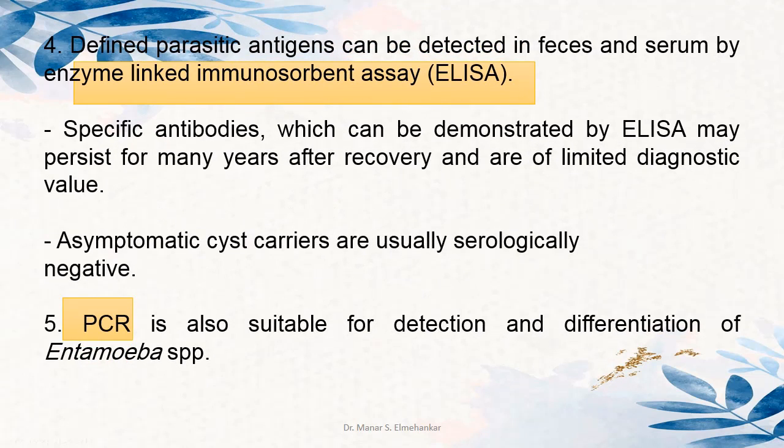Therefore, we can depend on enzyme-linked immunosorbent assay, which is called ELISA, to detect parasitic antigens. But specific antibodies which can be demonstrated by ELISA may persist for many years after recovery and are of limited diagnostic value. Also, asymptomatic cyst carriers are usually serologically negative. Number 5, we can use PCR in diagnosis.